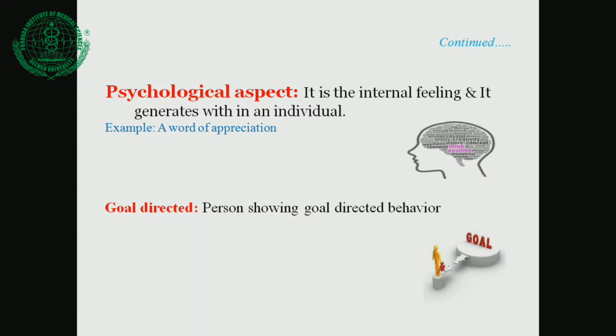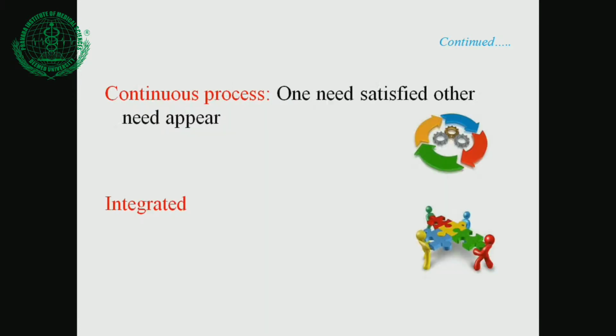Then it is a goal-directed activity. Normally when a person wants to achieve a particular goal or fulfill a particular motive, the person does some activity. So that's why it is called a goal-directed activity, or goal-directed behavior.